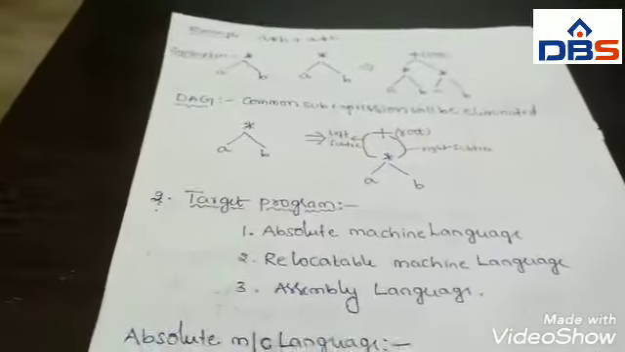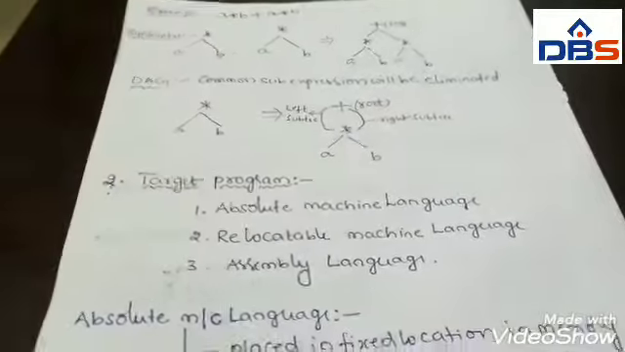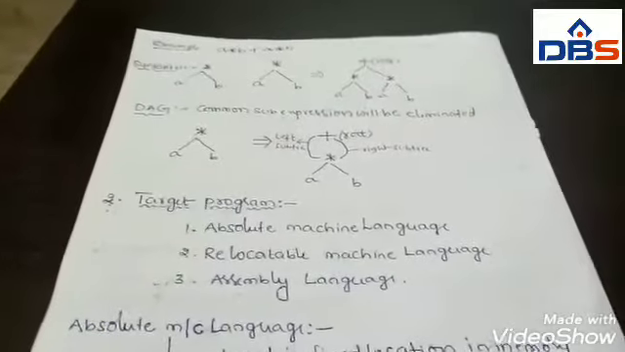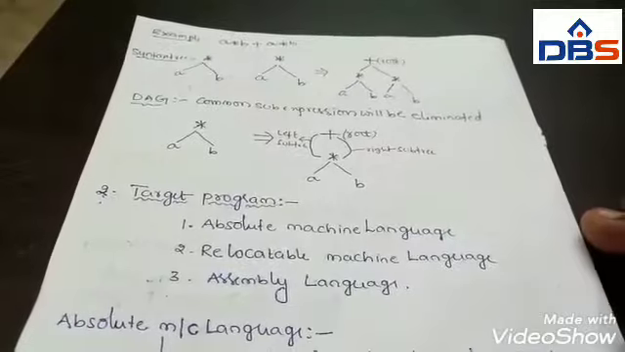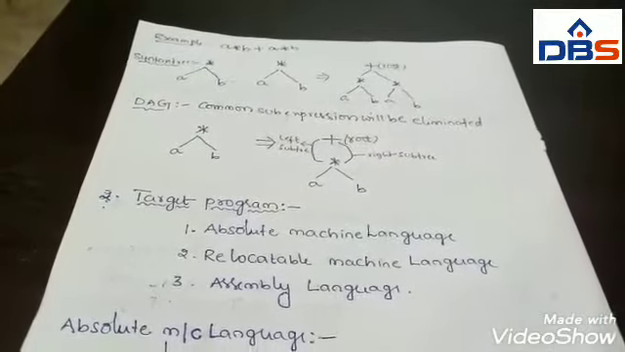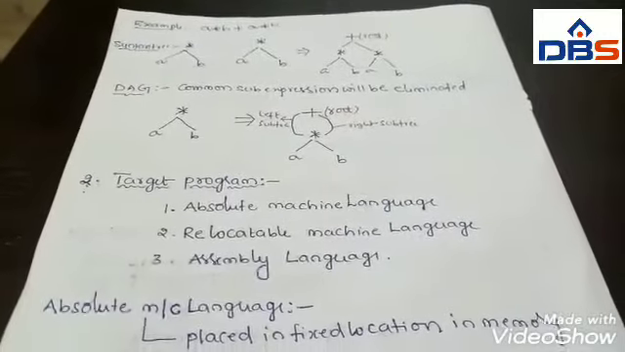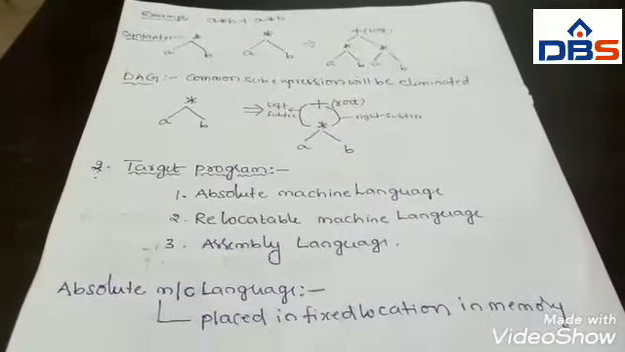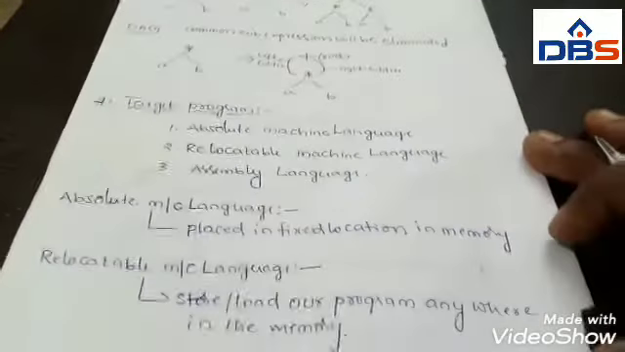See, the target program is the output of the code generator. The output of the code generator may be of three kinds. The first one is absolute machine code, second is relocatable machine language, and the third one is assembly language.